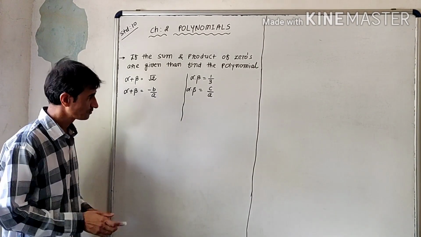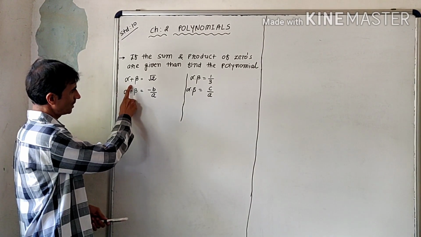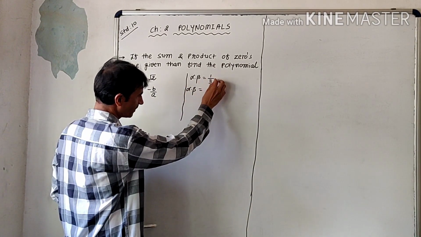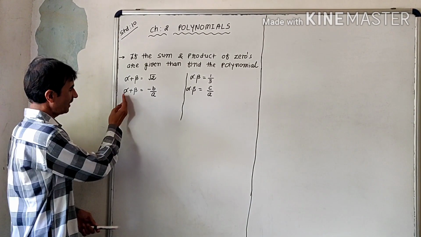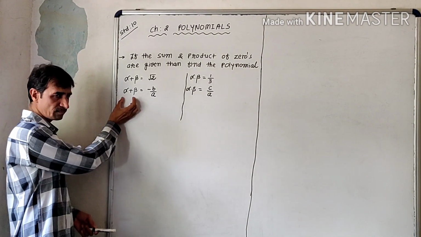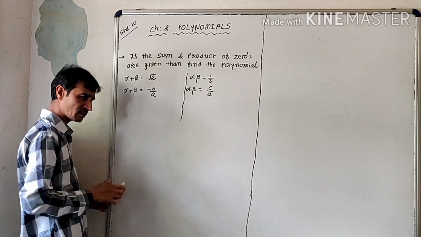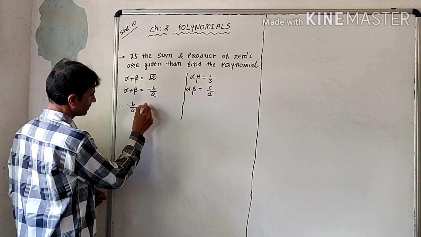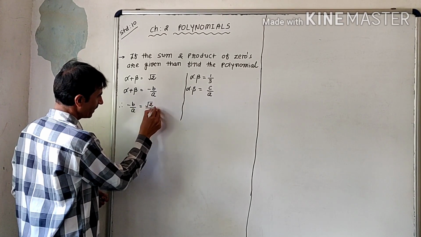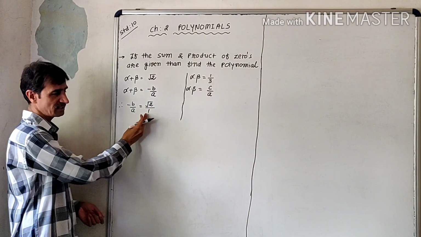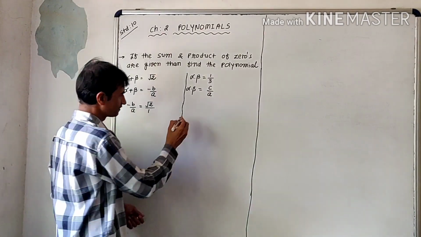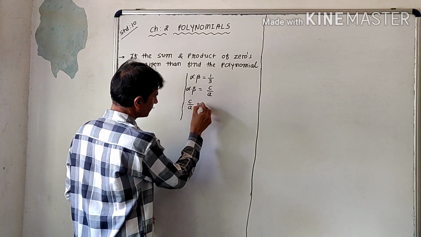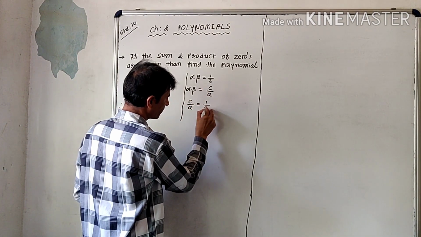Okay, this is the next sum. Here again, the sum of these zeros is under root 2 and the product of this 0 is 1 by 3. Now we know very well, alpha plus beta means the sum of the 0 is equal to minus b upon a. Therefore, minus b upon a is equal to under root 2 divided by 1, because here nothing is there, so we should write down here 1. Now, alpha into beta means c upon a is equal to 1 upon 3.